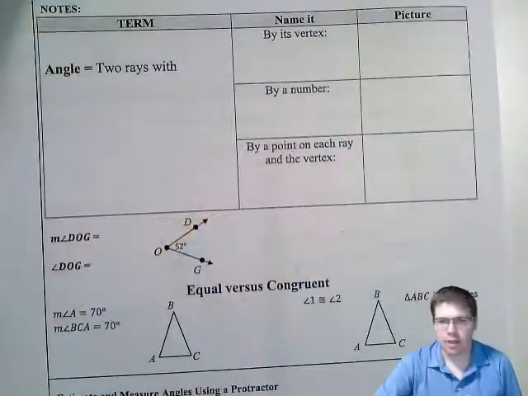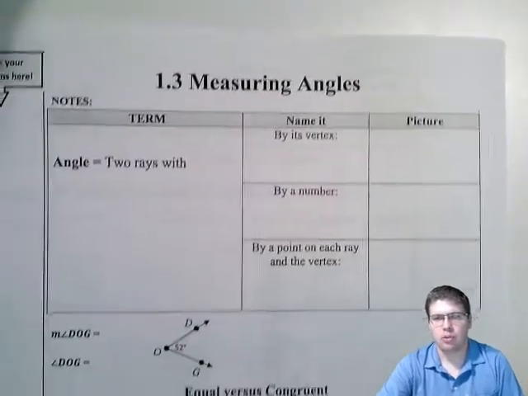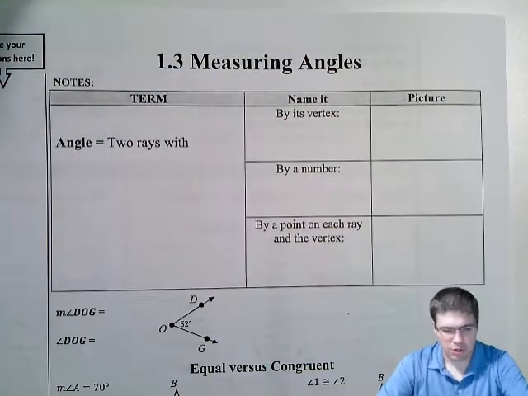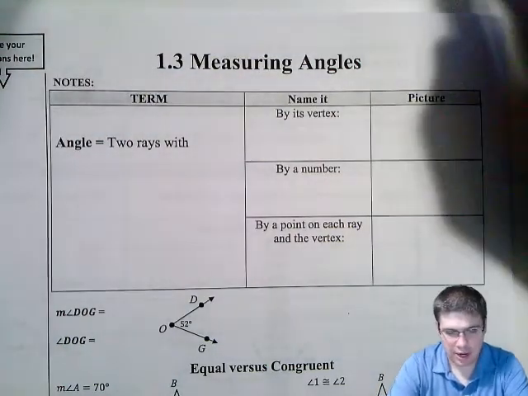Hey, geometry. Now we're going to look at the next step beyond points, lines, and planes. The next most basic thing we've got is angles, and so that's where we're going to jump in first. So 1.3 is ultimately called measuring angles, but we're going to first define an angle.